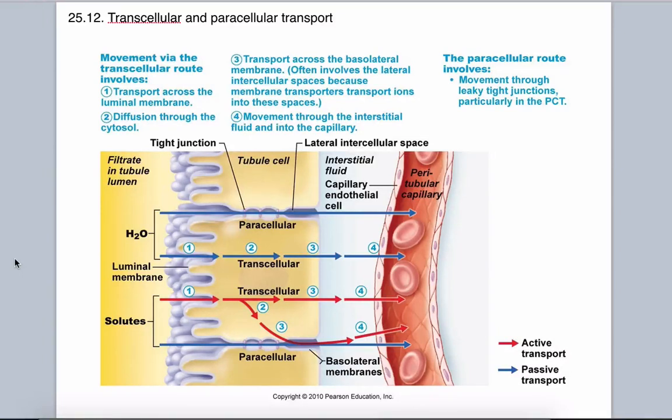On the other hand, there is a certain amount of passive leakage that can happen into the peritubular capillaries as well, through what's called the paracellular route. So that's going between the cells rather than being pumped through them in order to get out to the peritubular capillary. There are tight junctions, which you remember are permeability barriers between these cells, but particularly the proximal convoluted tubule is actually quite leaky, so it's going to allow a lot of substances out that way.